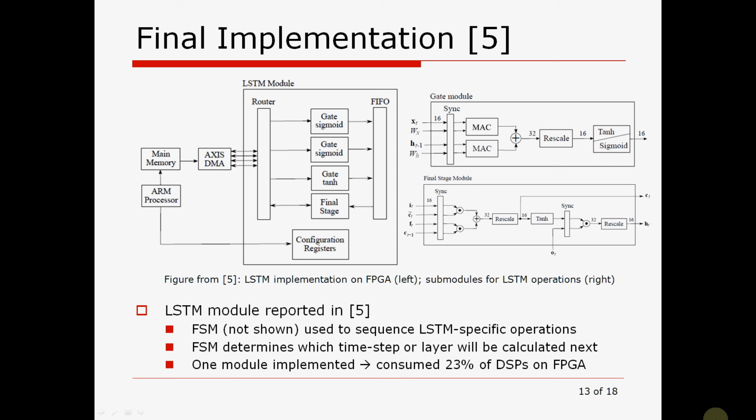Based on that observation, the final implementation on the FPGA is shown in this slide here. On the left, we can see the main implementation on the FPGA, the LSTM module. There was one LSTM module for the FPGA that communicated with main memory through direct memory access, or the DMA protocol, or IP. There was also an ARM processor that was used to configure the memory and the LSTM module, but that wasn't used for the computation itself. On the right-hand side of the figure, I'm showing the gate modules and the final stage modules. These were sub-modules that were used for the LSTM specific operations.